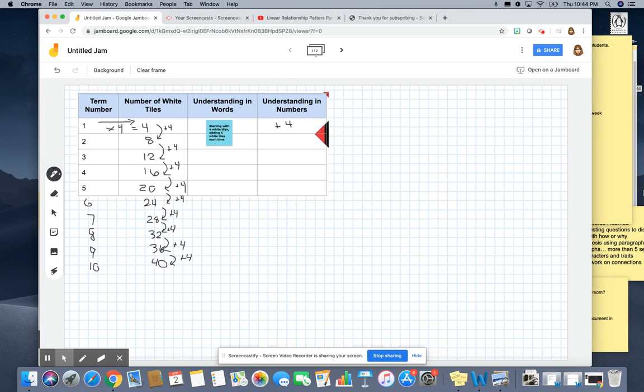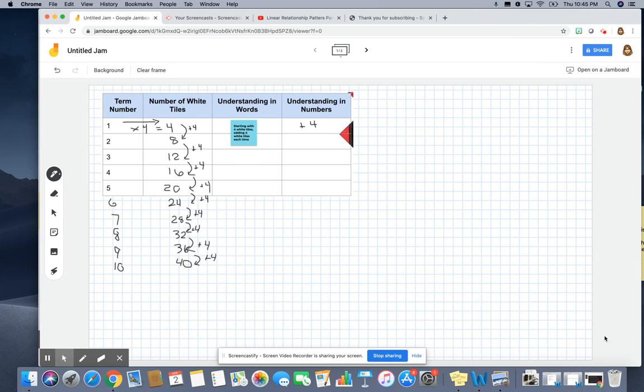Alrighty, so we're back. This is part two of our linear relationships. So we've already established that when we're looking between the term number and number of tiles, if I were to multiply our term number by 4, a constant, I would get the same number of white tiles. So let's try it again with our second term number. So again, if we were to still apply the same rule, 2 times 4 equals 8. So moving forward, 3 times 4 equals 12.